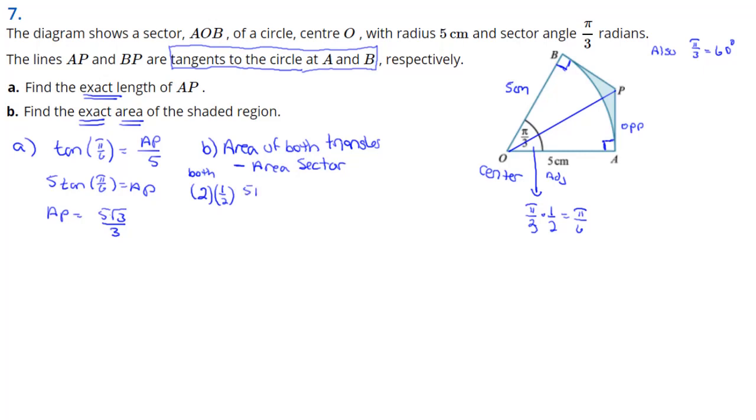I know that AP is 5 square root of 3 over 3, so we're going to say that that's going to be my base, and then that makes 5 the height. And all I have to do now is multiply this stuff together. Well, 2 times 1/2 is going to equal 1, and then 5 times 5 is 25, so that's going to be 25 square root of 3 over 3. That's going to be the area of my triangle. Or actually, the area of both triangles. That's the area of 2 of them multiplied together.